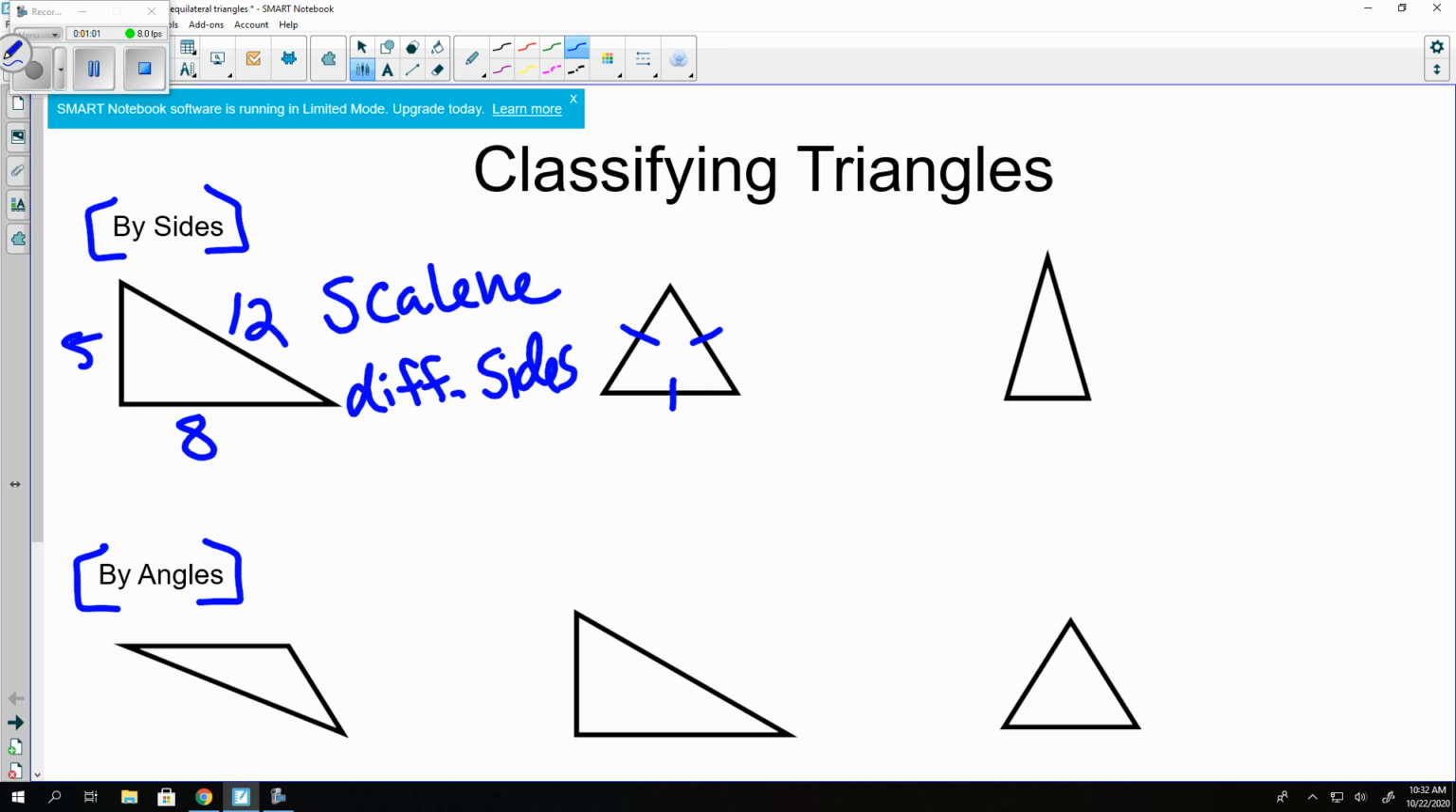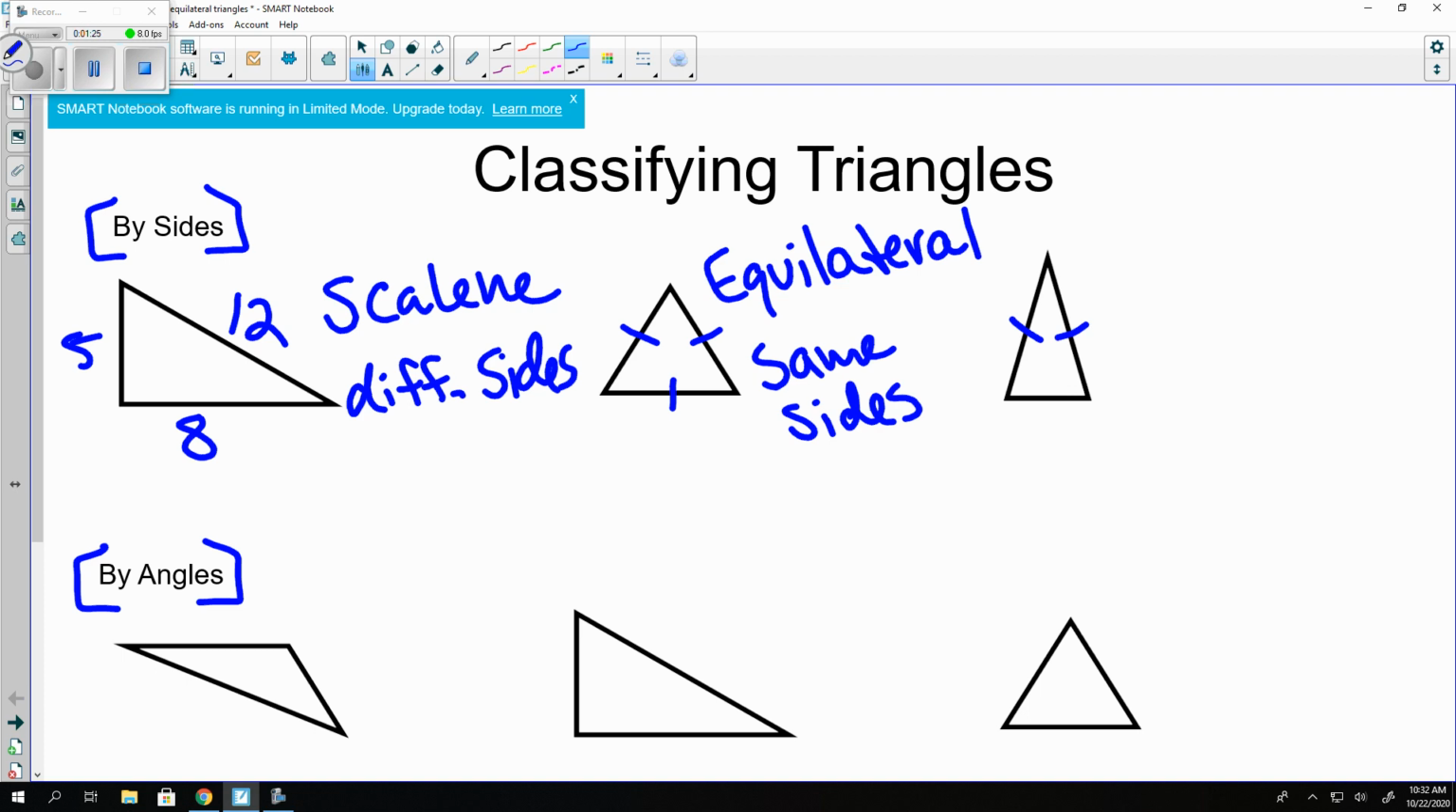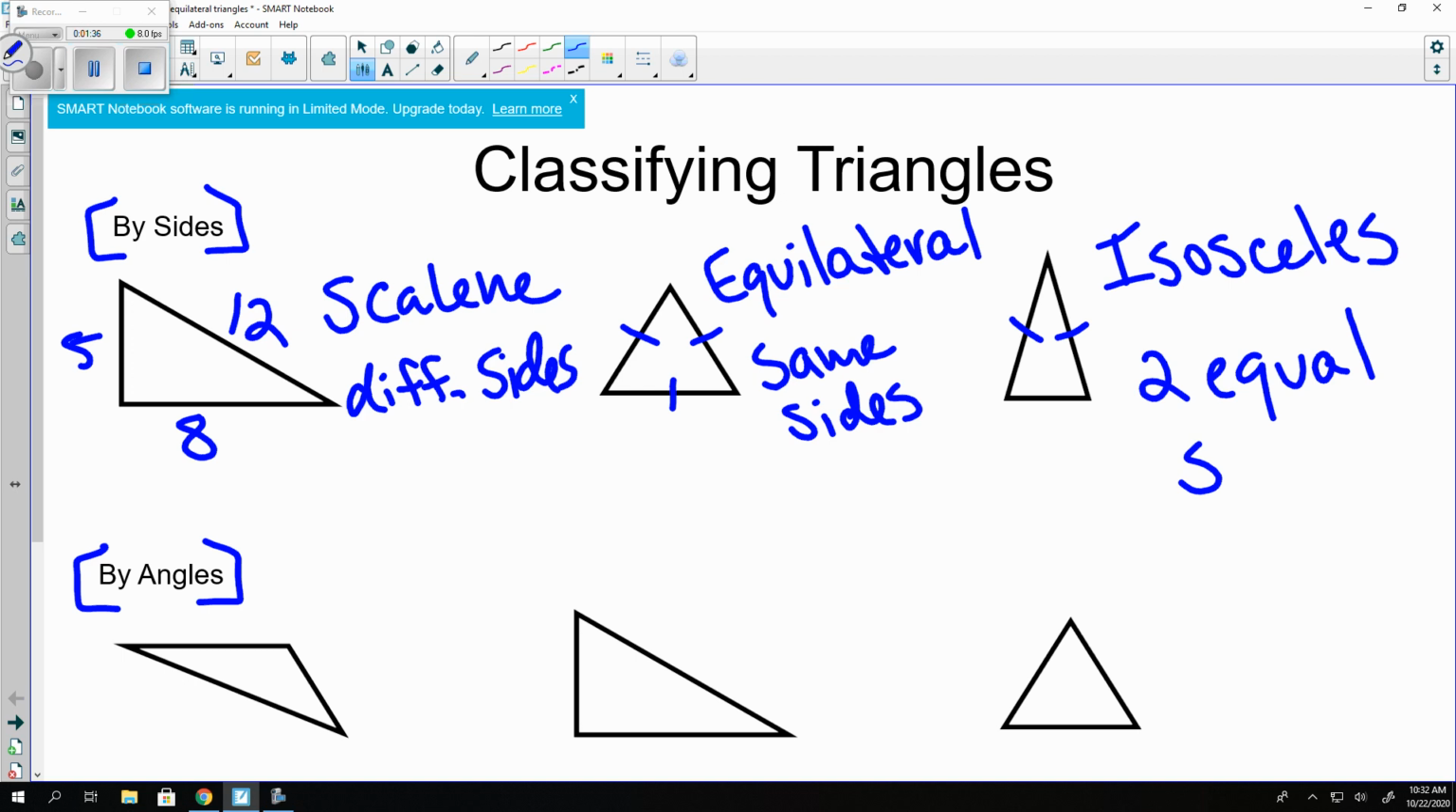Our other kind of sides that we might have would be if they are all the same. So they're all marked with one dash, right? So all the same, that's going to be equilateral. Okay, same sides. So all three have the same length. And then our last kind of side classification is if you have two sides that are the same. And this is isosceles. Okay, and isosceles is two equal sides.